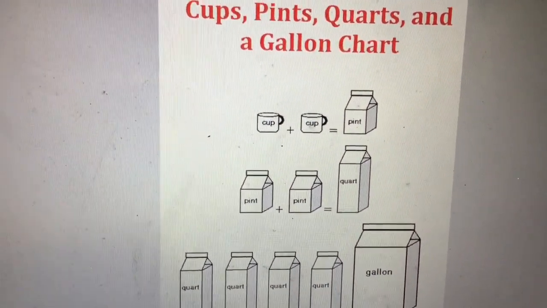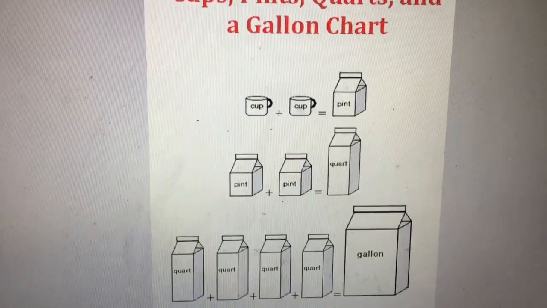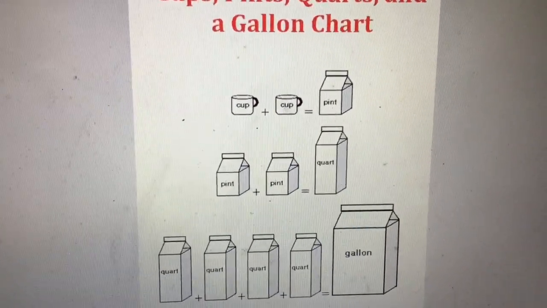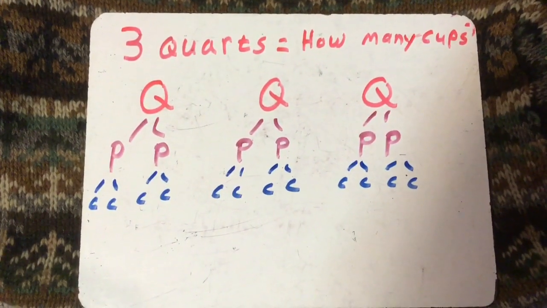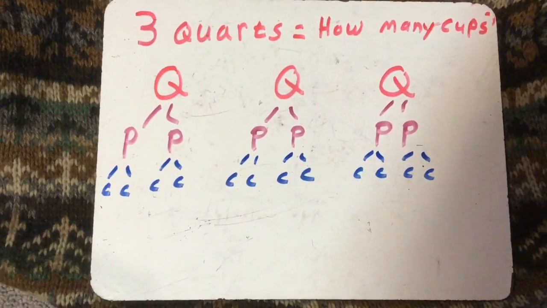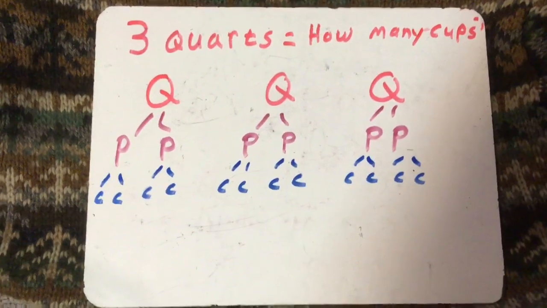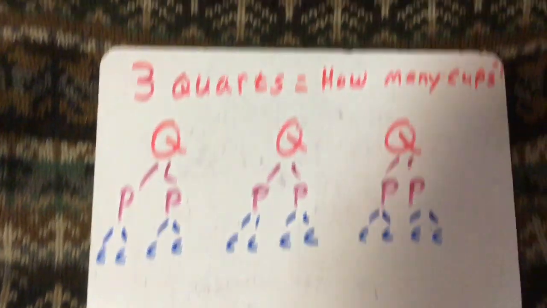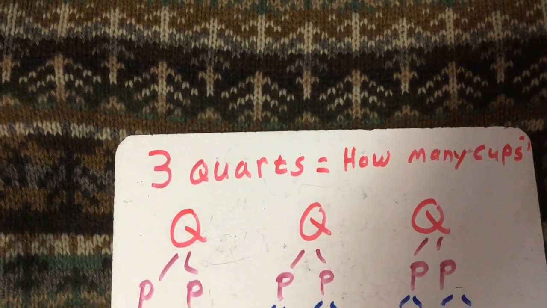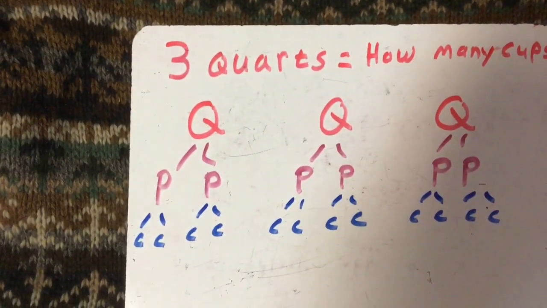Back to my chart. For every pint, I have 2 cups. So for every P, I splinter off into 2 cups. I did factor trees with a group once. It's kind of like that. But anyway, for every quart, I got 2 P's, and for every P, I got 2 cups.